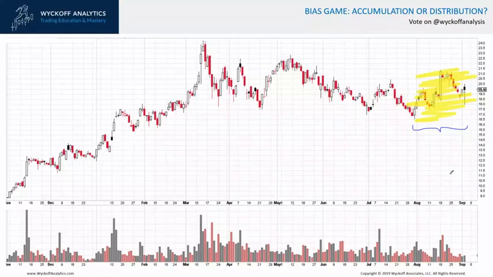Up, bullish, bullish, weak uptrend, long mini uptrend, phase C, sprint and test.